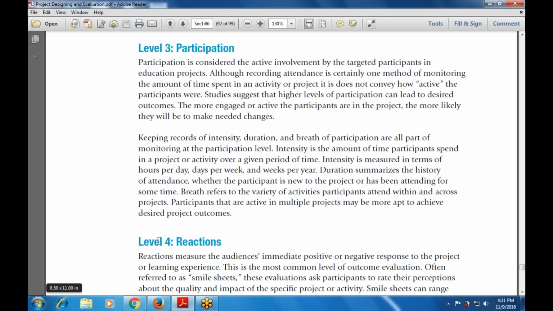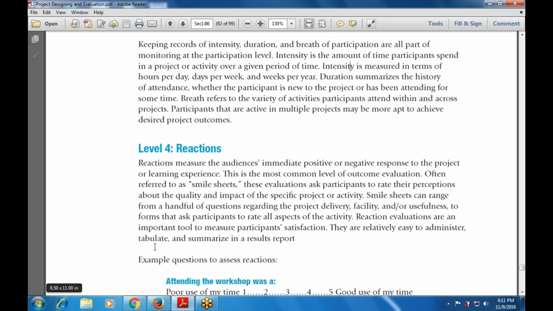And this is the most common level of outcome evaluation and often refers to smile sheets. These evaluations ask the participants to rate their perceptions about the quality and impact of the specific project or activity. Smile sheets can range from a handful of questions regarding the project delivery, the facility or the usefulness, to forms that ask participants to rate all aspects of the activity.